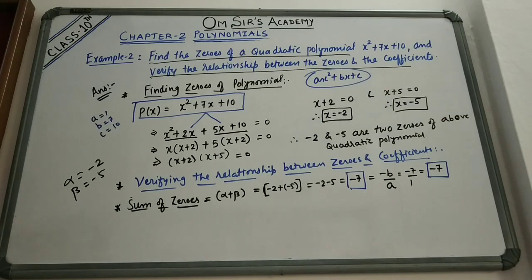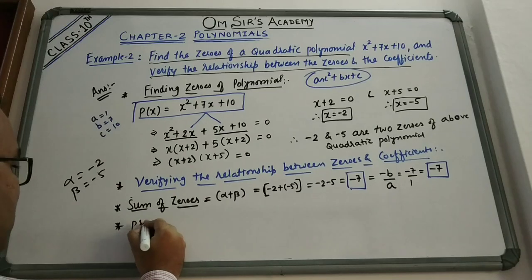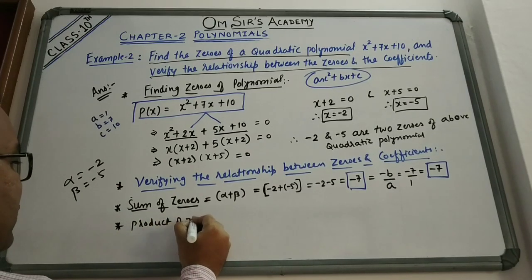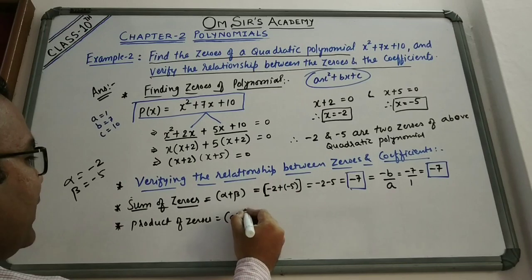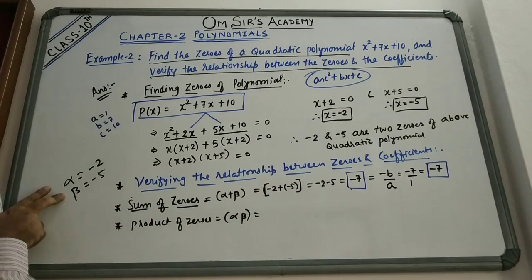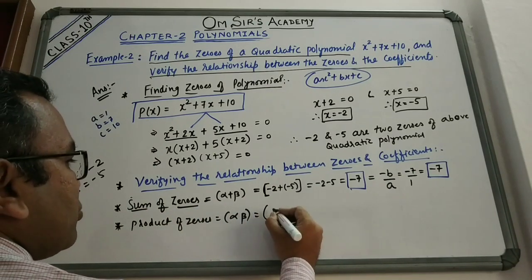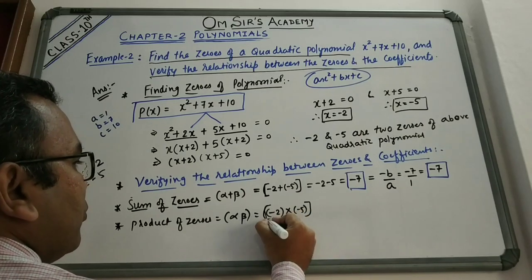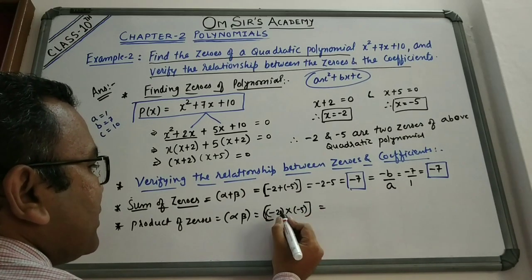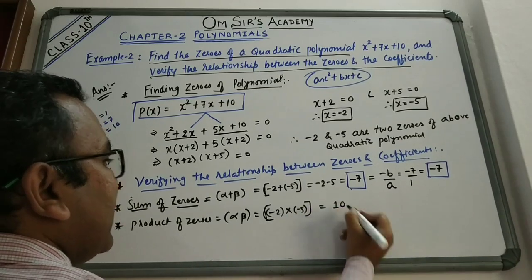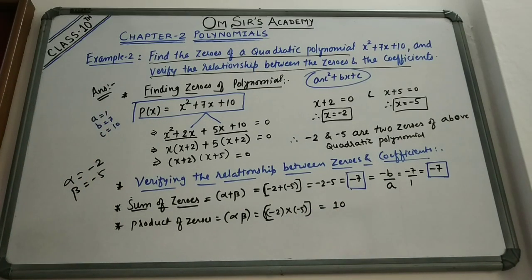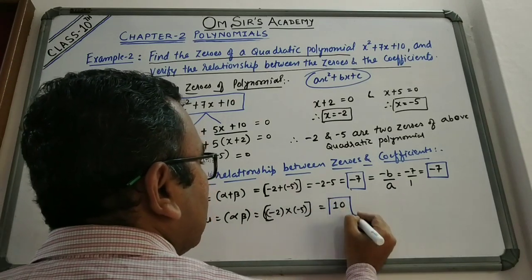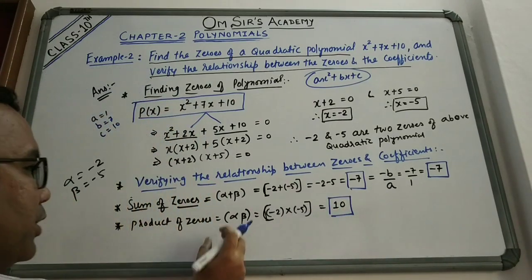Is it clear? Now I move to the another one, that is the product of zeros. So what is the product of zeros? Alpha into beta. So what are my two zeros over here? Alpha and beta are -2 and -5. If I multiply these two zeros, -2 into -5, what answer I'll get? Minus into minus is plus and 2 into 5 is 10. So I get the answer 10. Is it clear? So in this case, 10 is the answer of product of zeros.